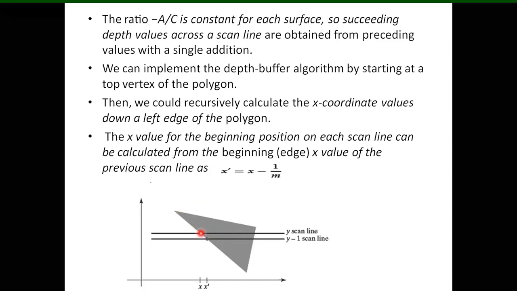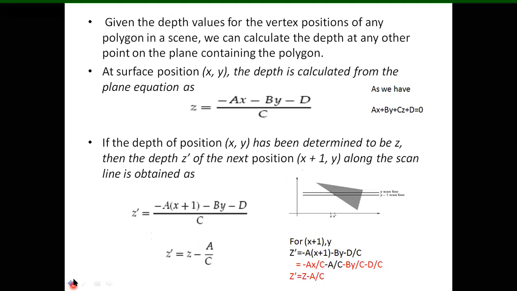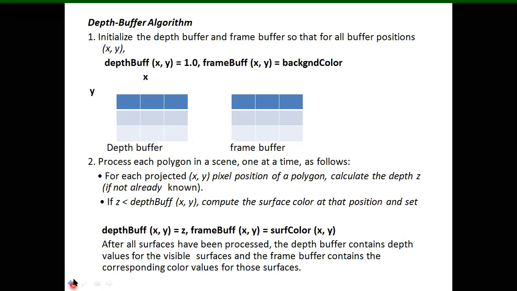Now, how do you find x dash? From x to x dash, it is x minus 1 divided by m. We thought x dash is x plus 1, but it will not always be x plus 1. So in general, x dash is equal to x minus 1 divided by m. This is how I calculate the depth buffers, and based on the depth buffer I will select which is the front face.